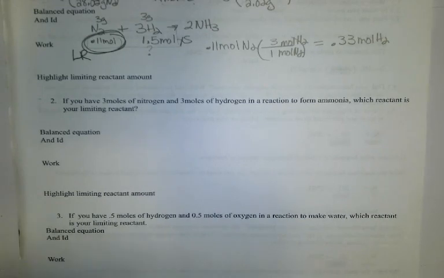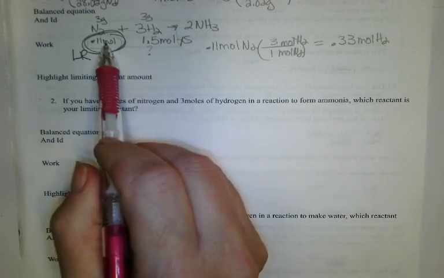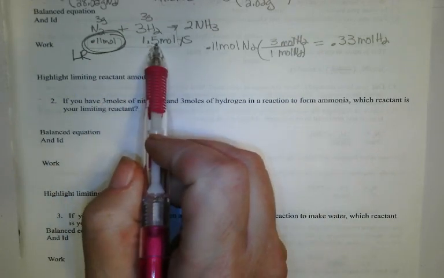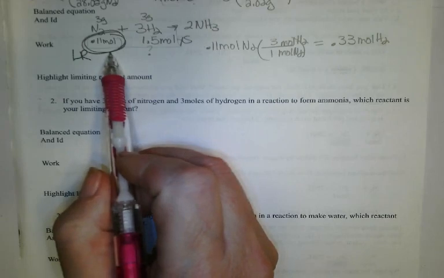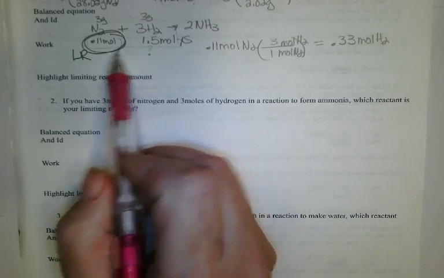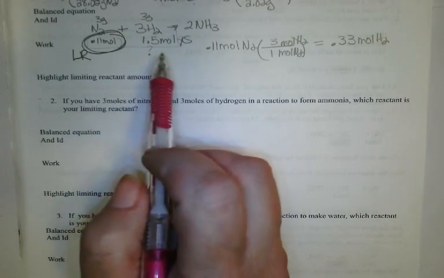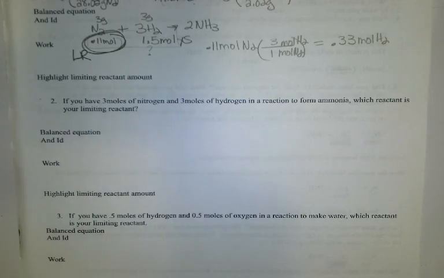So I just want to point out one thing. I started with nitrogen and figured out how much hydrogen. You can pick hydrogen and find out how much nitrogen, and you're going to come up with the same thing, that this would be the limiting reactant, and that would be the excess. So let me know if you need any help.